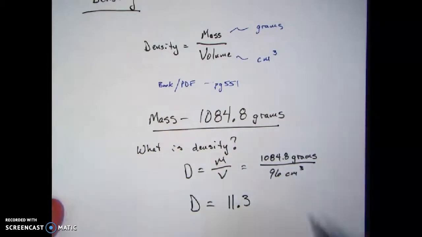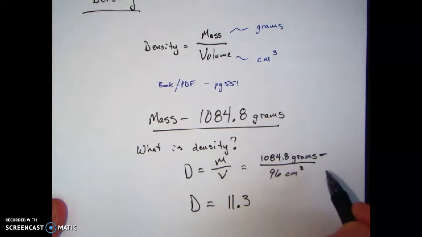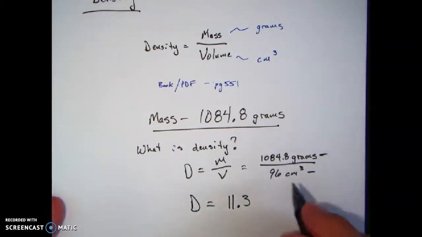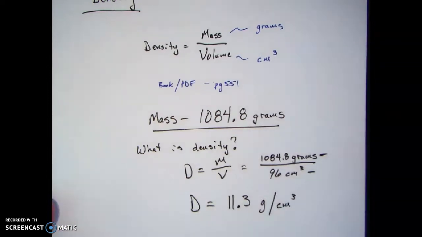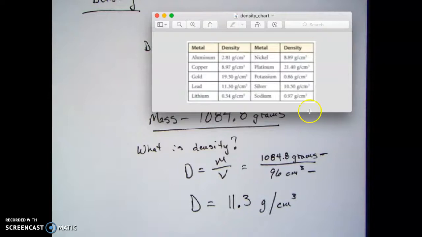And then our label, well, up here we were dividing grams by cubic centimeters. So our density label would be grams per cubic centimeter. Then if we go back to our chart, we can determine 11.3 grams per cubic centimeter. That's showing up right here. That metal would be lead.